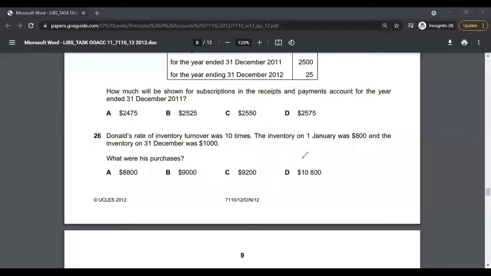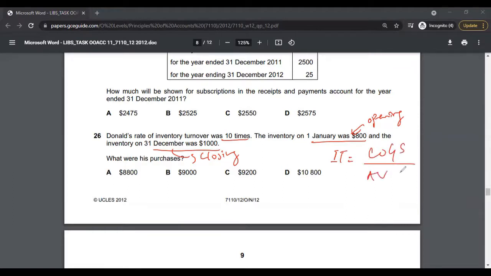Multiple choice 26. Donald's rate of inventory turnover was 10 times. The inventory on 1st January was 800 and the inventory on 31st December was 1,000. So this is the balance of opening inventory and this is the balance of closing inventory. The formula for inventory turnover is cost of goods sold divided by average inventory.